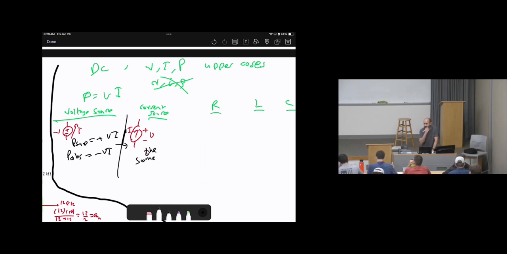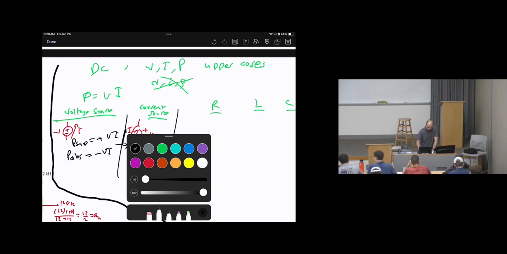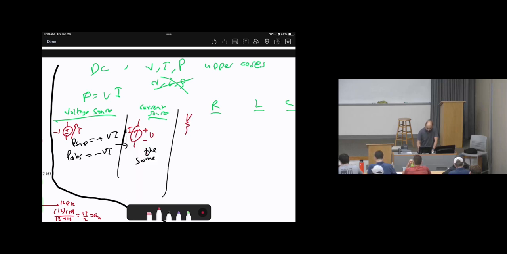Okay? The same as this one. Now, for the resistor, most likely we will assume the current enters the positive polarity of the voltage, which is the opposite of the sources. So, in order to calculate the power, we know the power it is absorbing equals V times I, right? So this is the absorbing power.